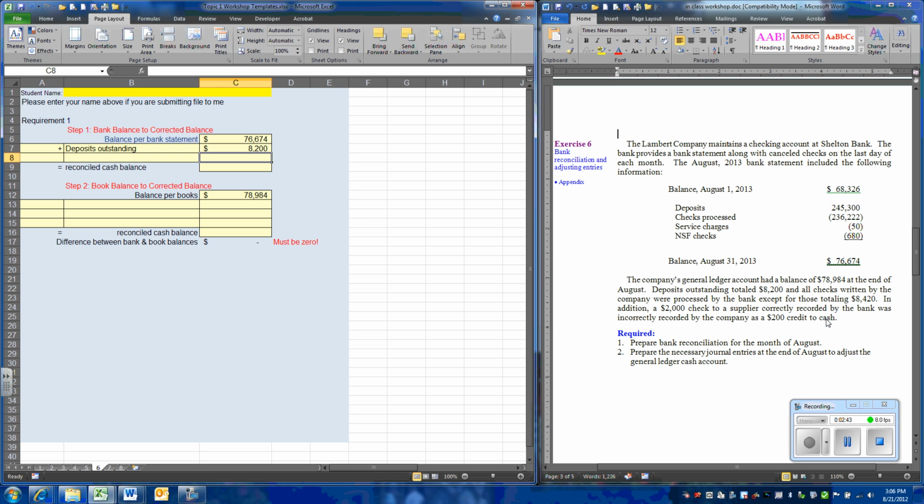Next, they tell us that we have checks that were written and recorded in the accounting records, but not yet processed at the bank. So will these increase or decrease the bank balance? Obviously, a check is going to reduce the bank balance, so we're going to subtract that. These are checks outstanding, and we're going to enter this as a negative amount.